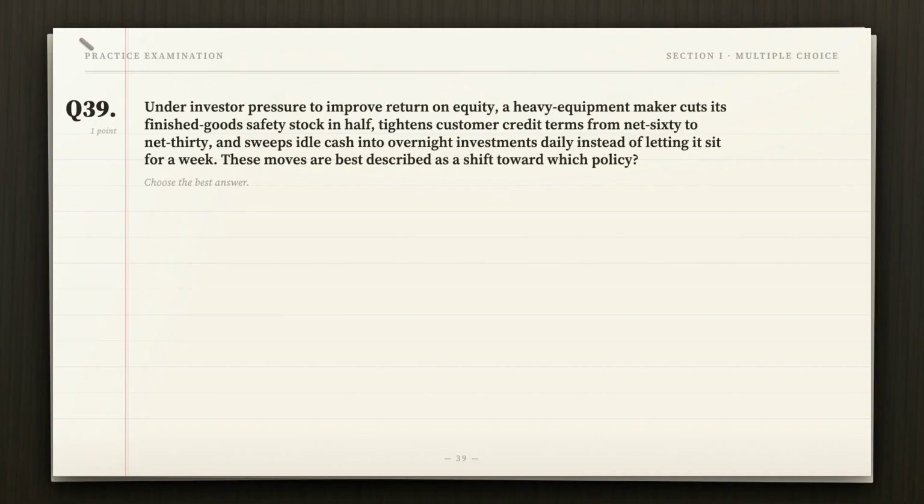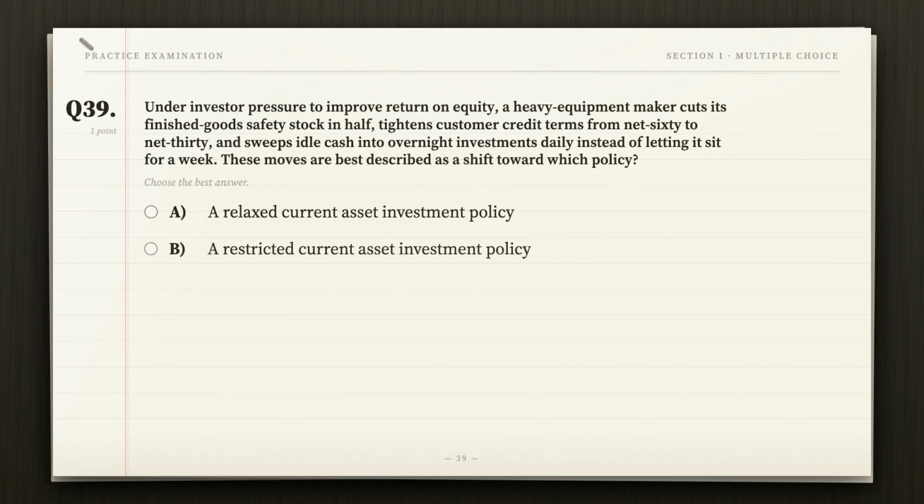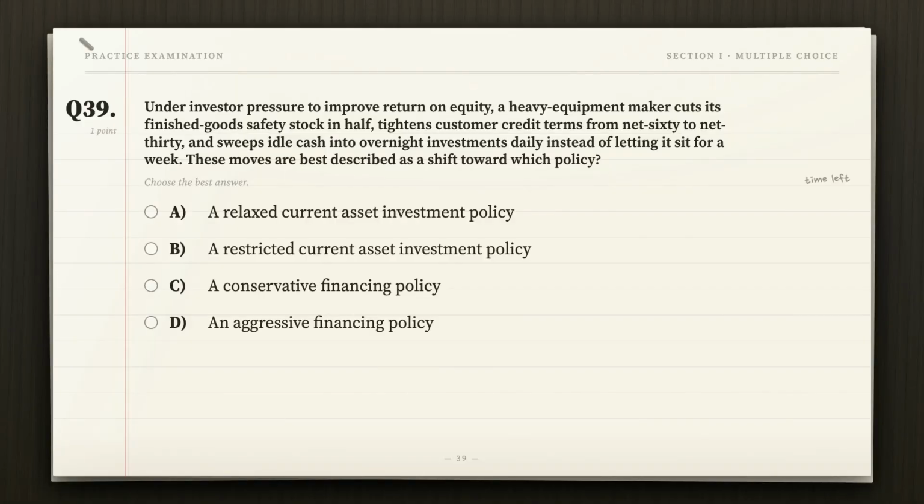Your options are A. A relaxed current asset investment policy. B. A restricted current asset investment policy. C. A conservative financing policy. D. An aggressive financing policy. Don't overthink it. Which one feels right?